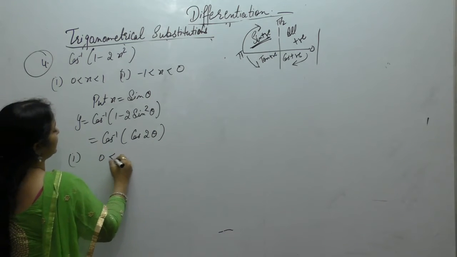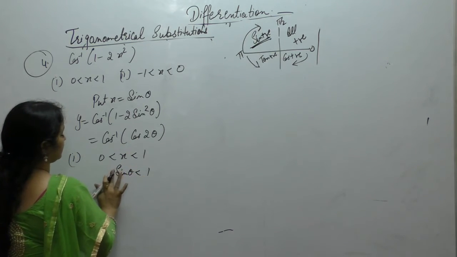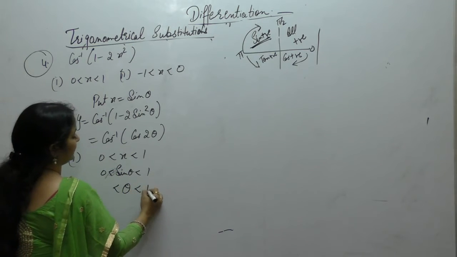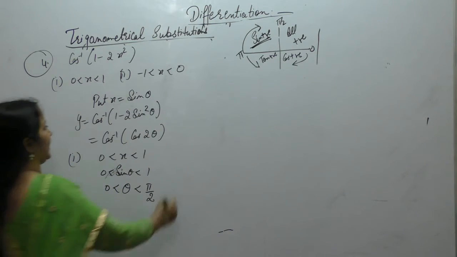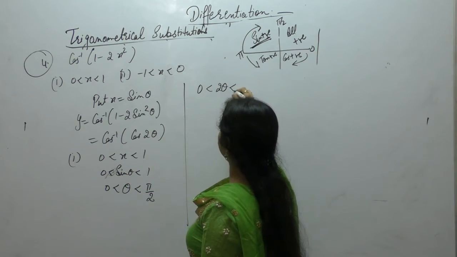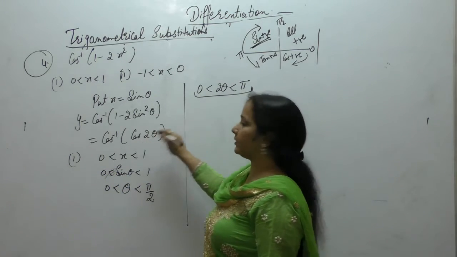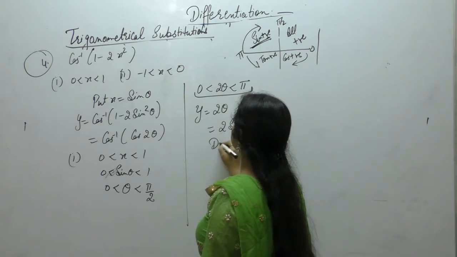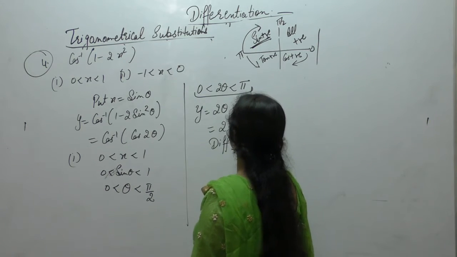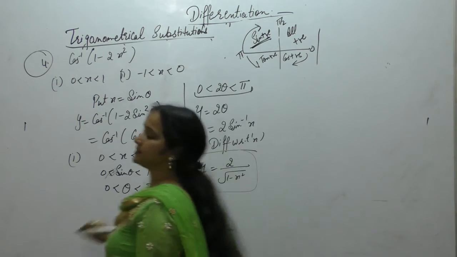Now first condition is 0 is less than x less than 1. X is sine theta. Sine 90 is 1 and sine 0 is 0. Multiply by 2. 0 is less than 2 theta less than pi. Limit lies between 0 to pi. Therefore cos inverse cos 2 theta is 2 theta and theta is sine inverse x. Now differentiate with respect to x. dy upon dx is equals to 2 upon square root of 1 minus x square.